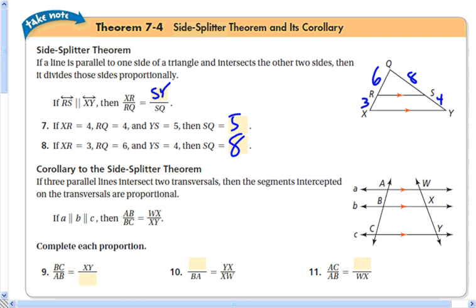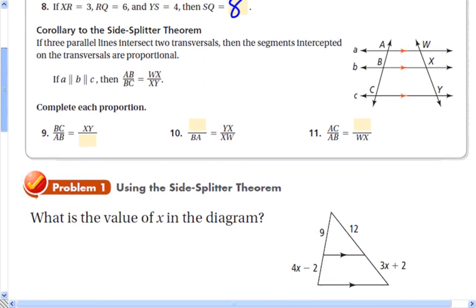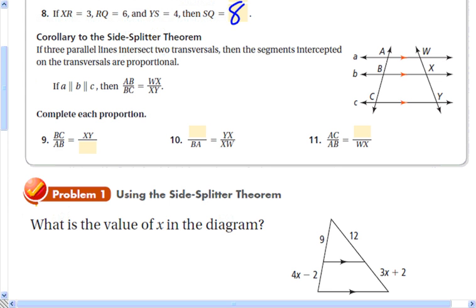And then the corollary to that theorem is if three parallel lines intersect two transversals, then the segments intercepted on the transversals are proportional. So if A is parallel to B is parallel to C, then AB over BC, so this over this, is equal to WX over that. Okay, they're not congruent. Sorry about those congruent marks, but the ratios of the two sides are the same. So, complete each proportion.